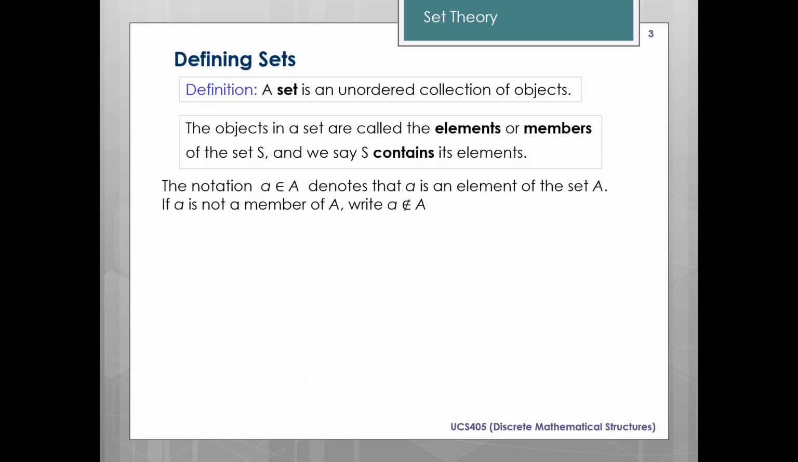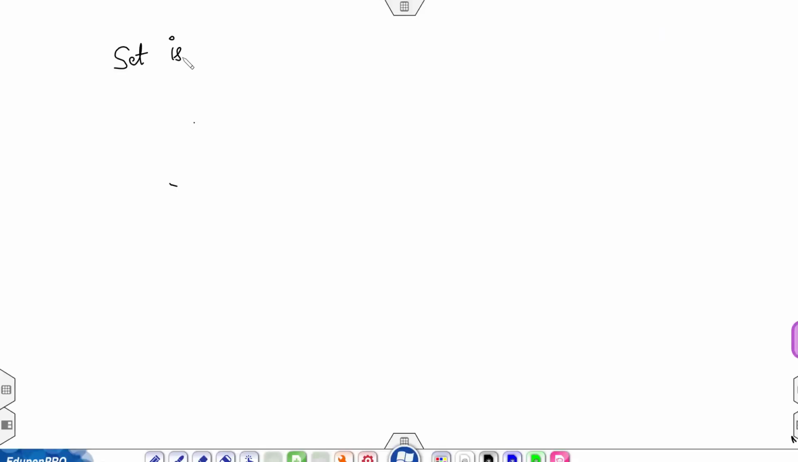So first, what is a set? A set is an unordered collection of objects, called elements or members of the set. For example, capital S is a set and under this we have any number of elements or members. A set is a collection of objects of any sort. Now, what is the meaning of this definition? We will see. A set is a collection of objects of any sort.